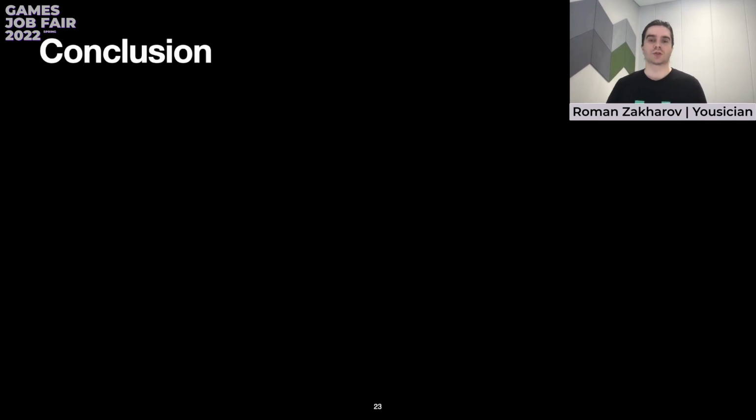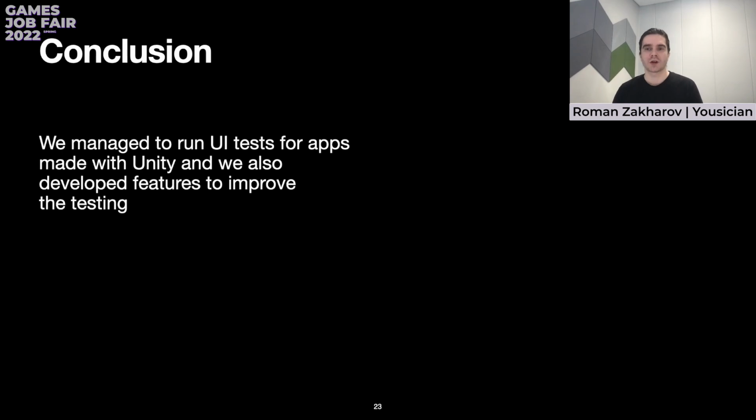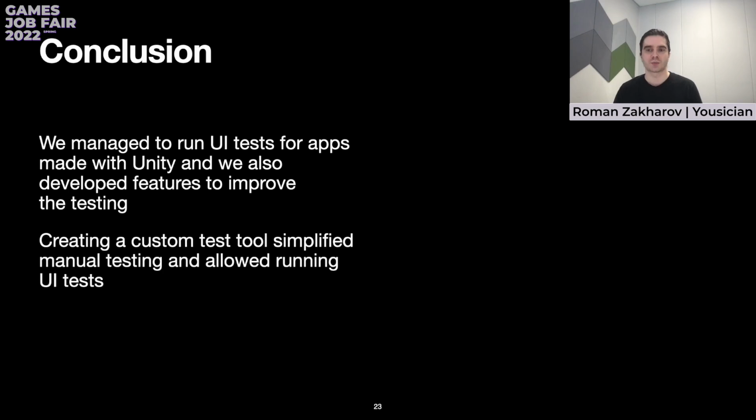Let's go to the conclusion. We managed to run UI tests for apps made with Unity. A custom service also improves our automation by sending the evaluation data and by opening universal links. We additionally simplify manual testing and improve its cost efficiency by creating a custom test tool. Thanks to OSC, it can also be used to run automated UI tests.